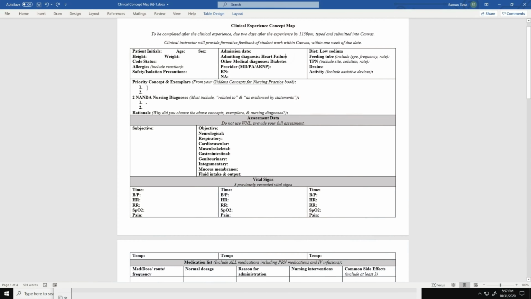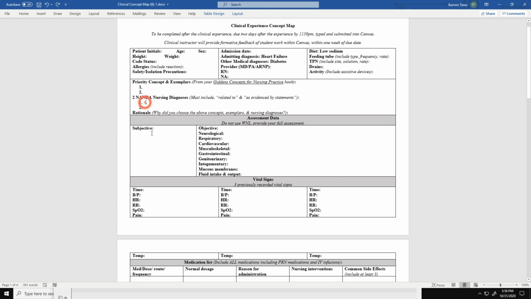So let's come on down here, and now I'm going to say for a concept, perfusion. This is a priority concept, a lack of perfusion. So I would put perfusion there with the exemplar heart failure. And then below there, I could put gas exchange. There's going to be a gas exchange problem, and the exemplar could be pulmonary edema. And both of those are things that cause the problem with that concept in a person with heart failure.